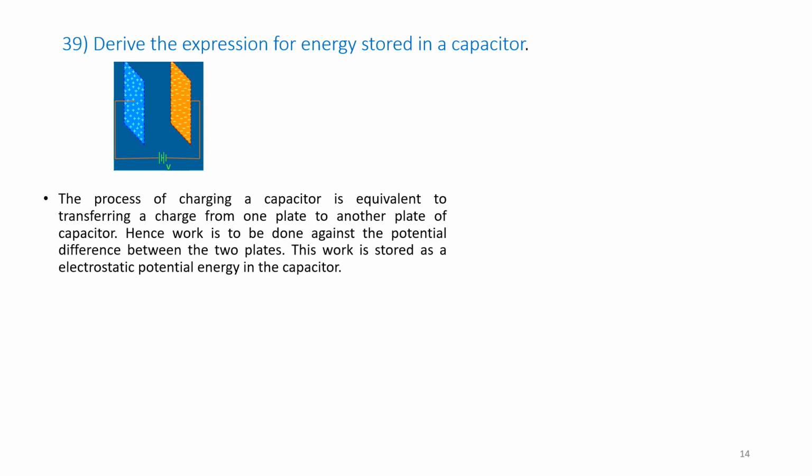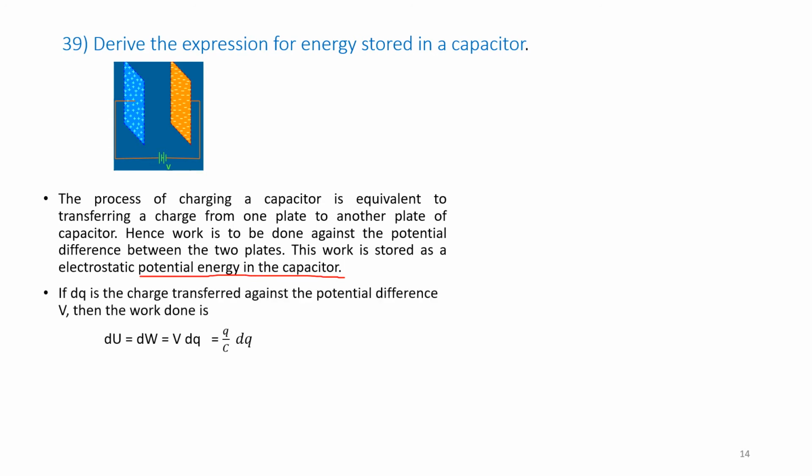Hence, work is to be done against the potential difference between the two plates. This work is stored as the electrostatic potential energy. The work done is stored as potential energy of the capacitor. If dq is the charge transferred against the potential difference V, then work done dU is equal to dW, that is equal to V dq. Therefore, that is equal to Q by C into dq.